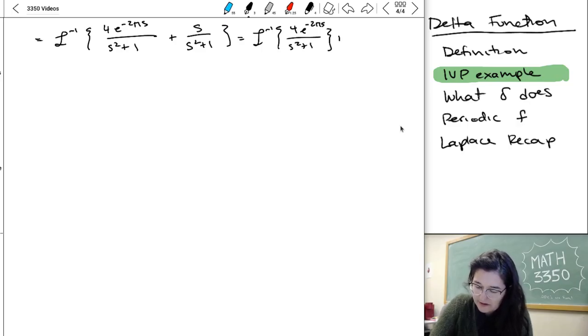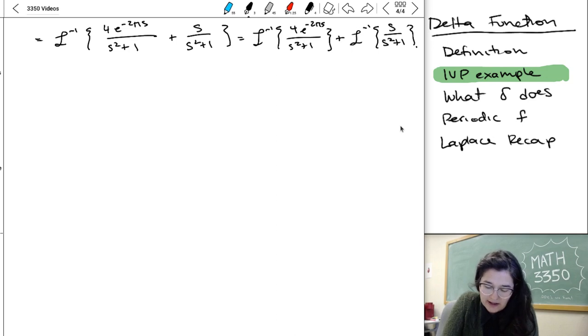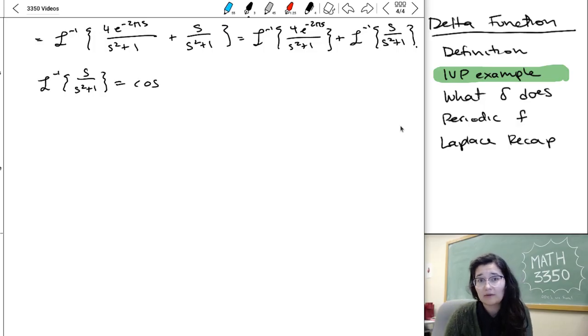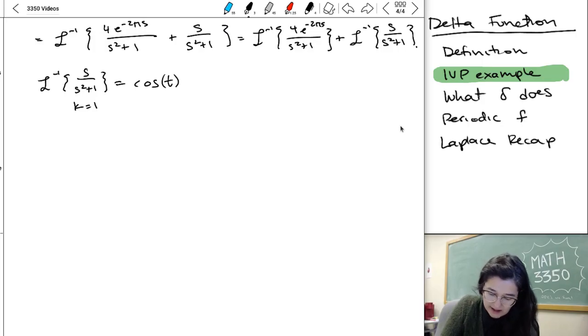Inverse Laplace of the first term plus inverse Laplace of the second term. And I'll go ahead and note that I already know L inverse of s over s squared plus 1. This is one of those cosine type terms because I have s squared plus something squared on bottom and s on top. And in this case, I'm just looking at k equal 1, so this is just a cosine of t. And then L inverse of 4e to minus 2 pi s over s squared plus 1.